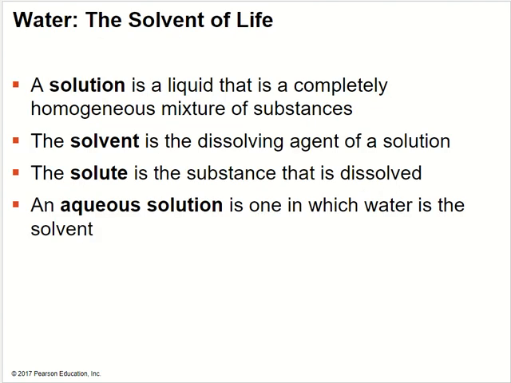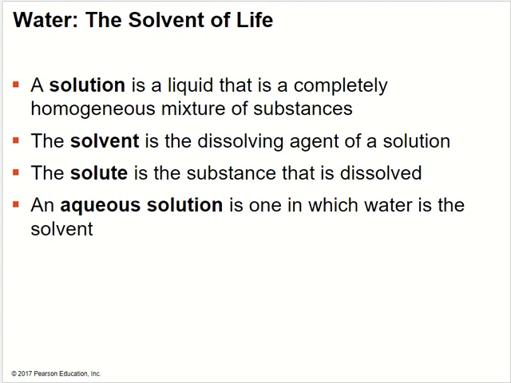A solution is a liquid that is a completely homogeneous mixture of substances. The chemical definition I'll give is a solution is when a liquid has something dissolved in it that is not the liquid itself. The thing that is dissolved is called the solute. The thing that the solute is dissolved in is the solvent. The combination of solute and solvent is a solution.